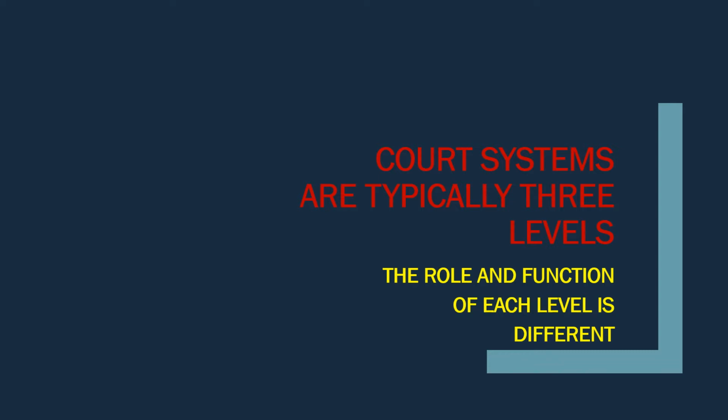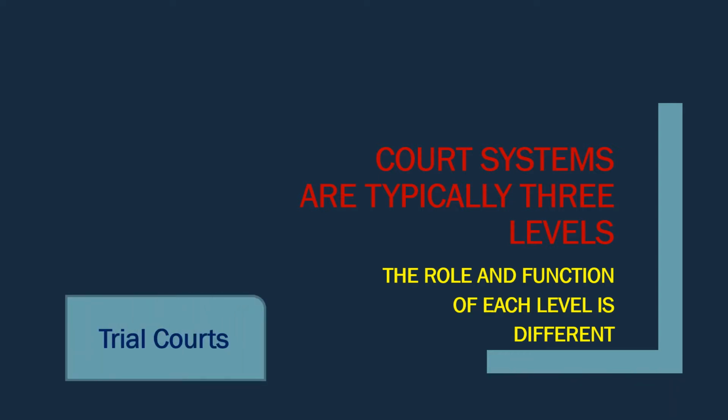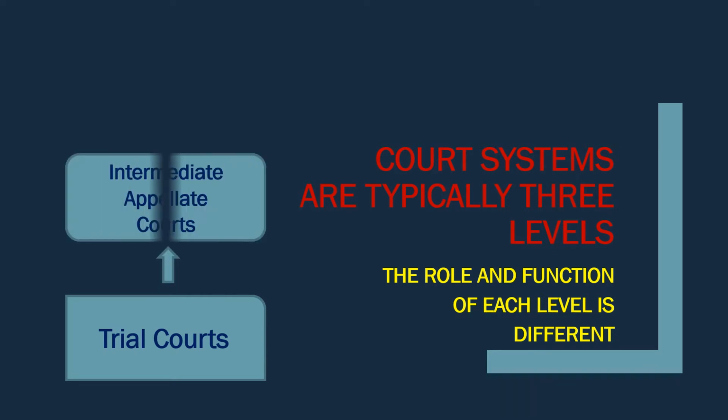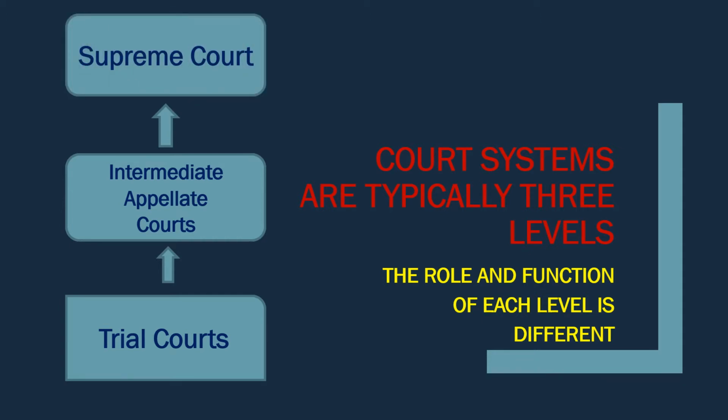The role and function of each level is going to be different. My students have an idea of what a courtroom is, and they typically understand what an appeal is, but we're going to try to fine-tune that idea. Typically, starting in the court systems, you're going to have at the bottom the trial courts. Going up to the next level, you'll find an intermediate court of appeals or a system of intermediate appellate courts. And of course, up at the top, you'll have a Supreme Court level.